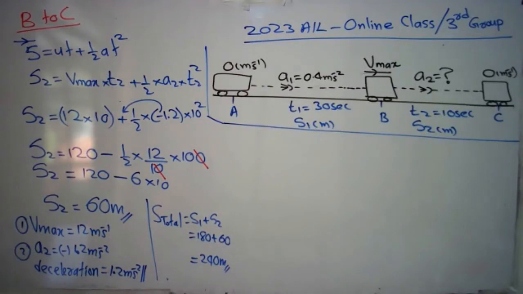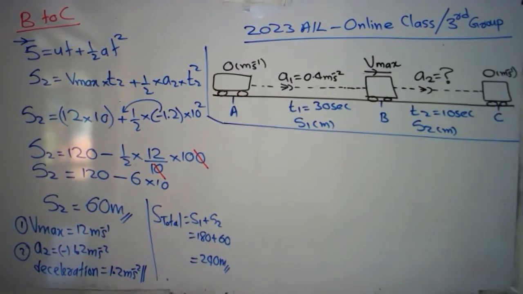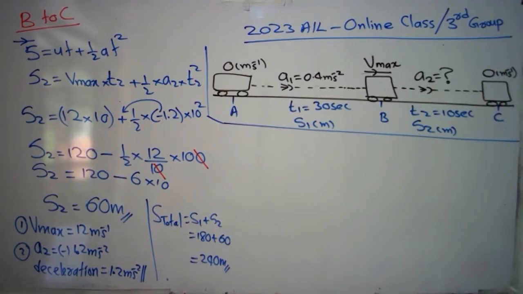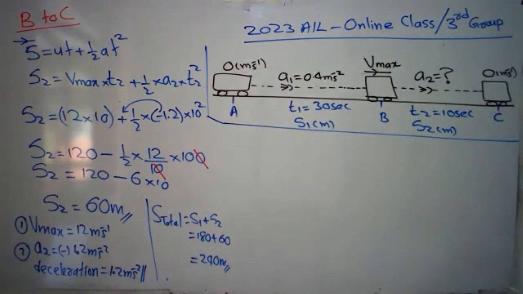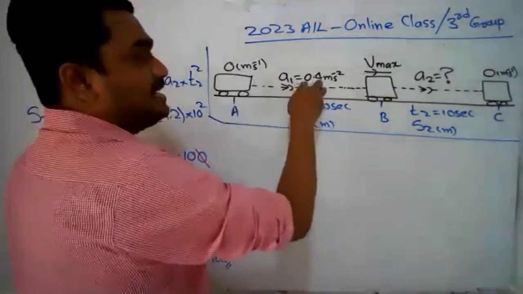Theory paper 1, question number 5. An object starts to move at rest, and it travels along a straight road with a constant acceleration of alpha. Then it decelerates with a constant rate beta and comes to rest. The total displacement of the object is s meters. Now, initial velocity 0, acceleration alpha.